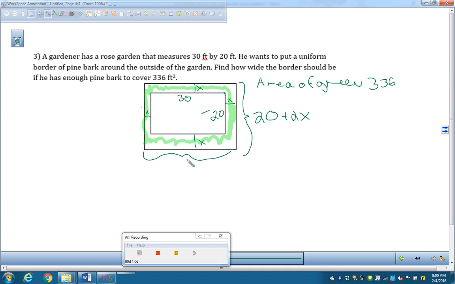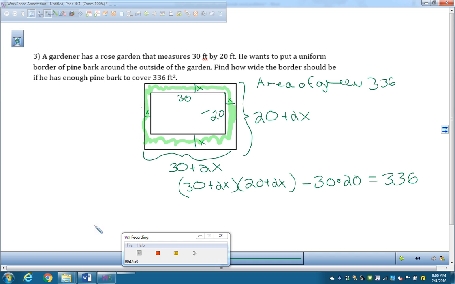What is it, Andy? 30 plus 2x. Okay? So now the total area is going to be 30 plus 2x times 20 plus 2x, minus the middle area, which is 30 times 20, right? Because that would be the area of this. And that total area you want to be 336. This is a toughie.